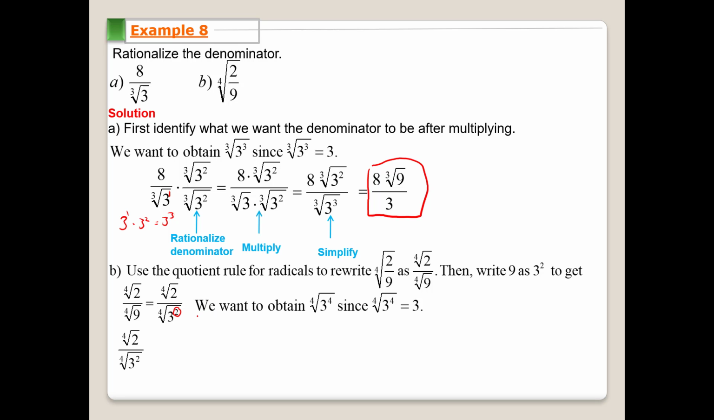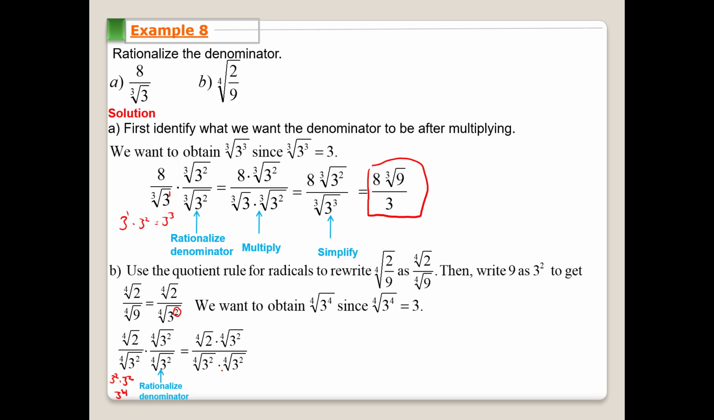Okay, so since we want that to turn into a 3, what do we need to multiply? Well, since we need this exponent of 2 to turn into a 4, what do we need to multiply this by to get a 4? To rationalize the denominator, we want to multiply it exactly by itself, right? Because 3 squared times 3 squared is going to give us 3 to the 4th, which is what we want. So when we take the 4th root of that, it just gives us 3.